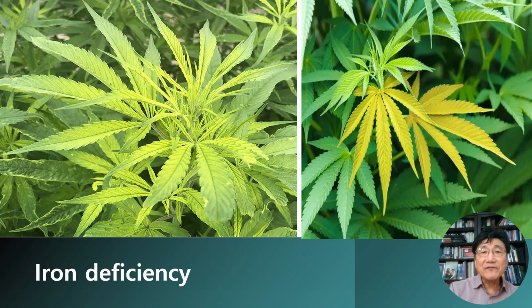Let's look at the deficiency symptoms of these trace elements one by one. As the first one, iron deficiency appears in the inner, upper, and new leaves of the plant. Interveinal chlorosis occurs, resulting in pale leaf veins. New leaf growth is initially so yellow it appears almost white.